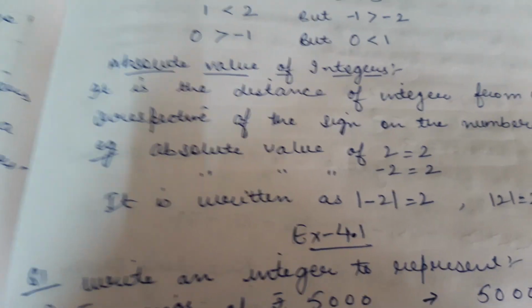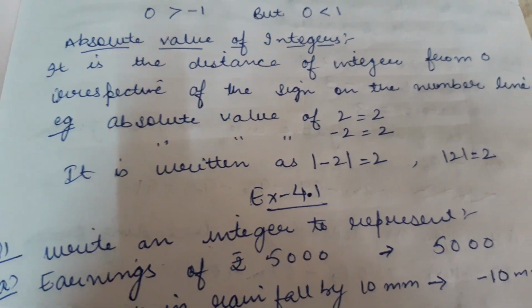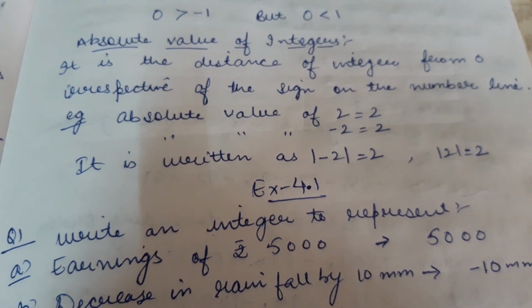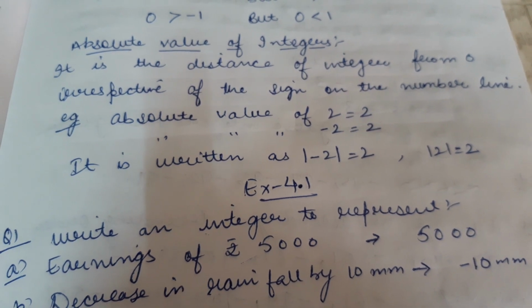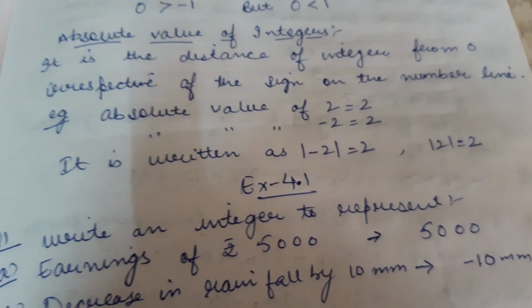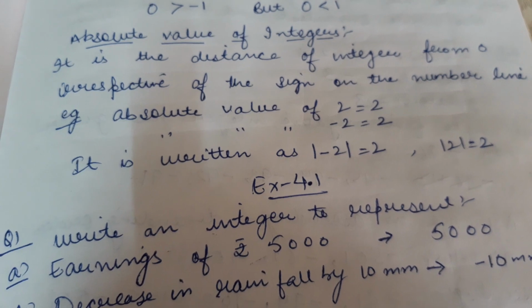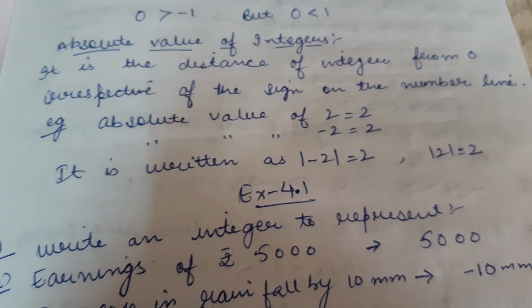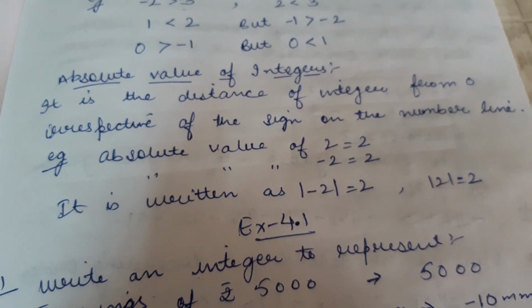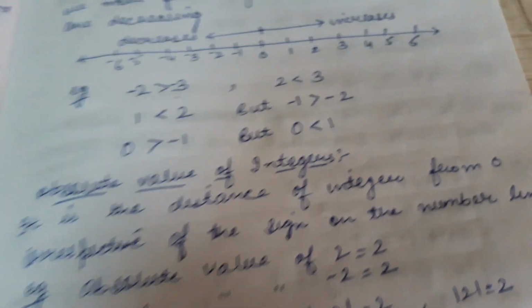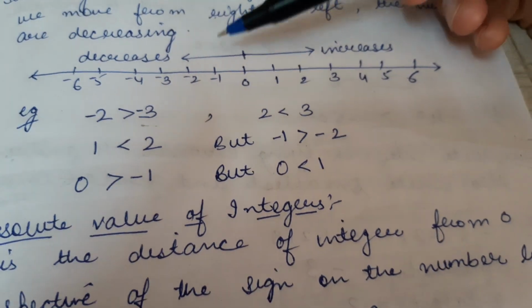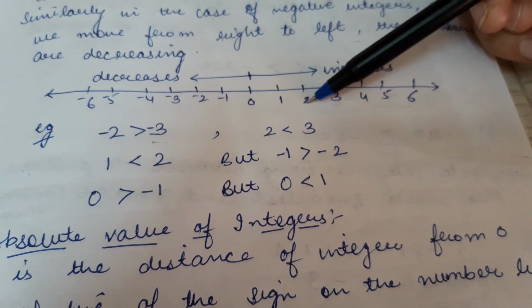Next is absolute value of integers. What is absolute value? Actually, it is the distance of an integer from 0 on the number line, irrespective of the sign. We don't consider the sign if we talk about the absolute value. For example, the absolute value of 2 is 2.